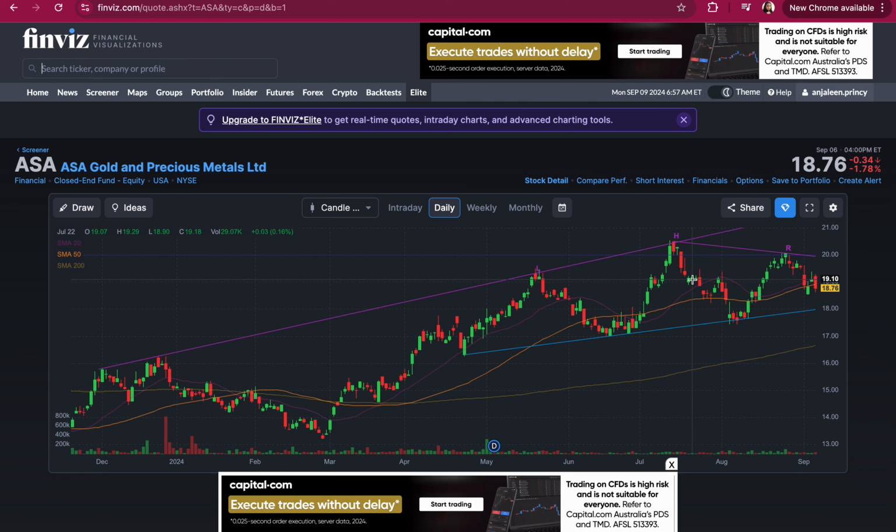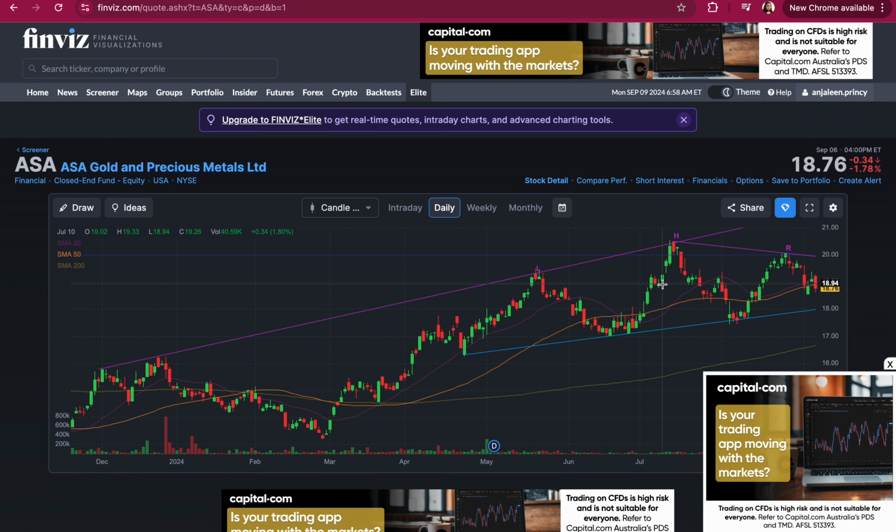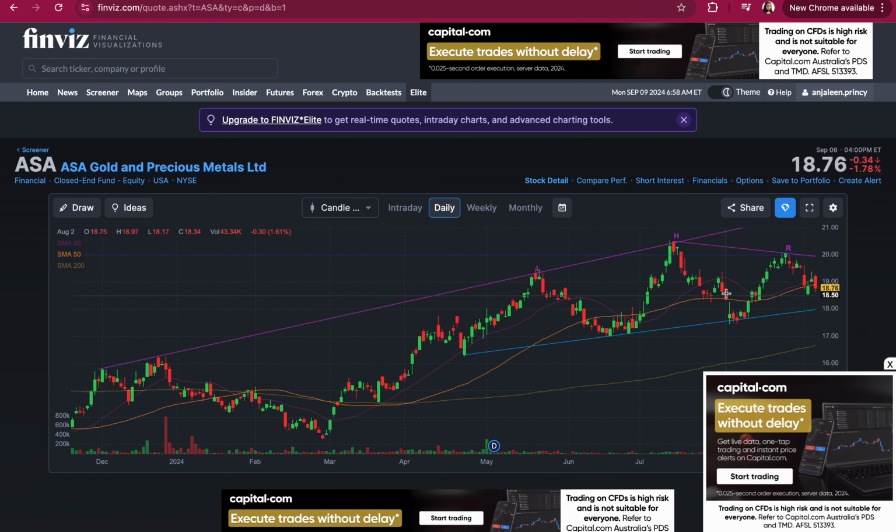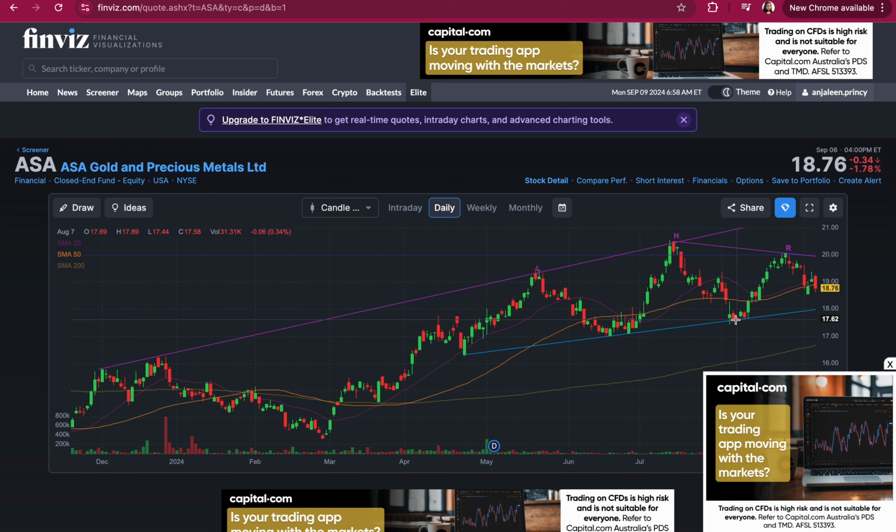So according to me, here there would be a resistance line, and this would be considered a neckline, or you can draw a neckline here or here. So it's very personal. According to me, it went from this spot, had a small shoulder, then it became the head, then it came down and there is a shoulder again almost like here, so from here it's expected to go down.